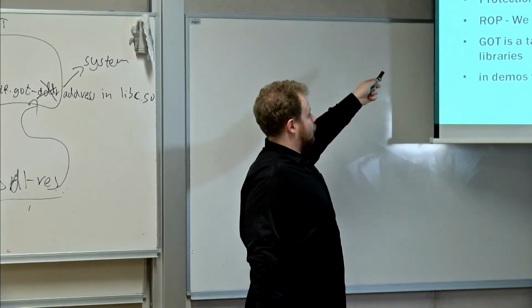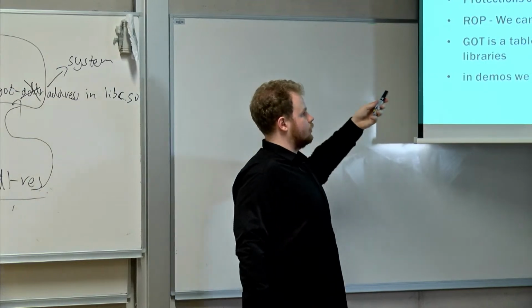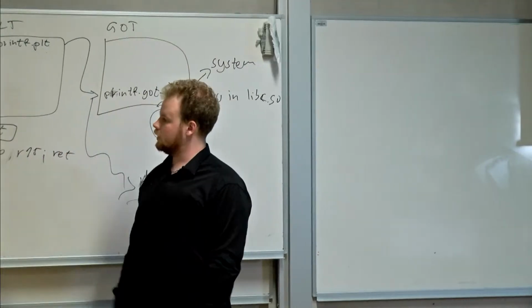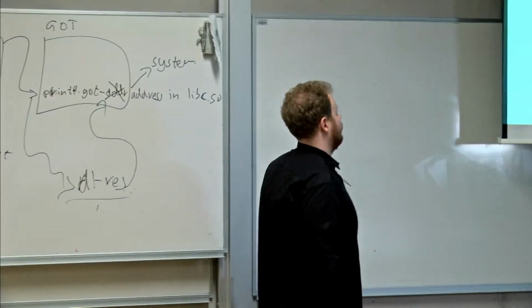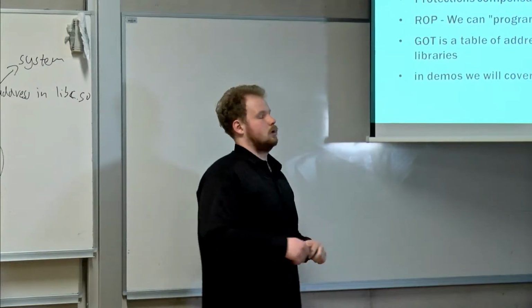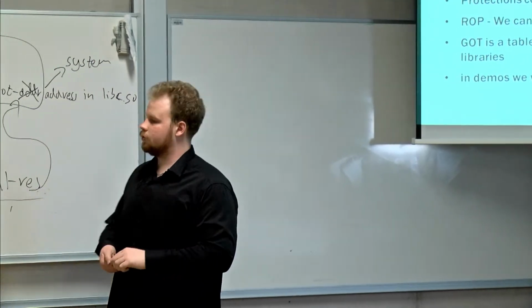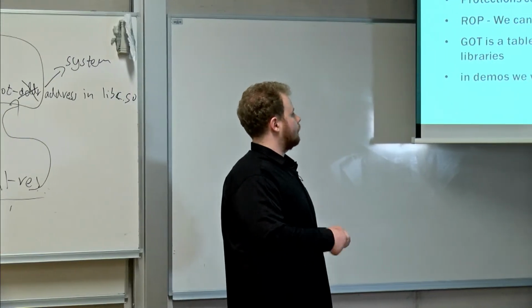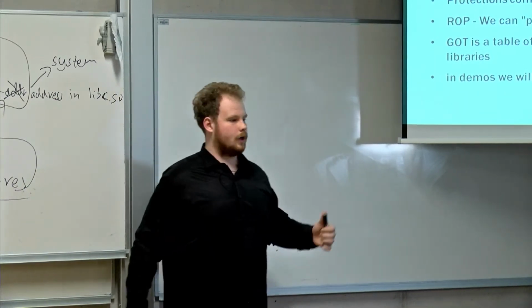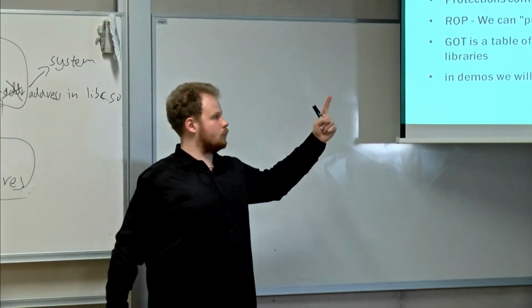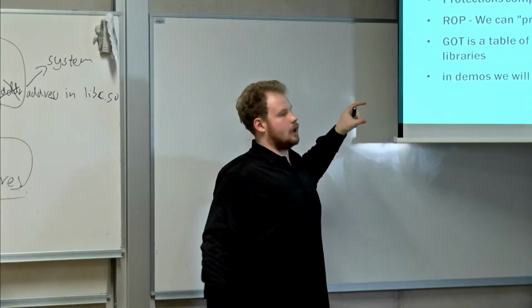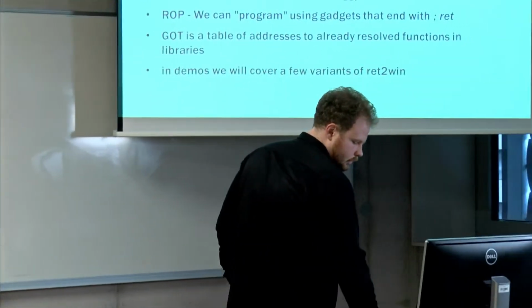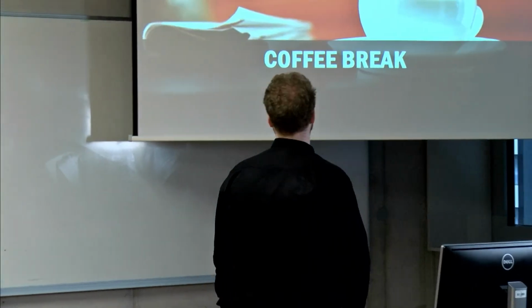We've talked about ROP, so basically how we can program using gadgets, so basically code in binary that ends with a ret. We've talked a little bit about the global offset table, which won't be relevant today, but I just want you to know that it exists. And in demos, we will cover those two examples plus one more to see how it actually all looks in the code, in the debugger and in the memory.